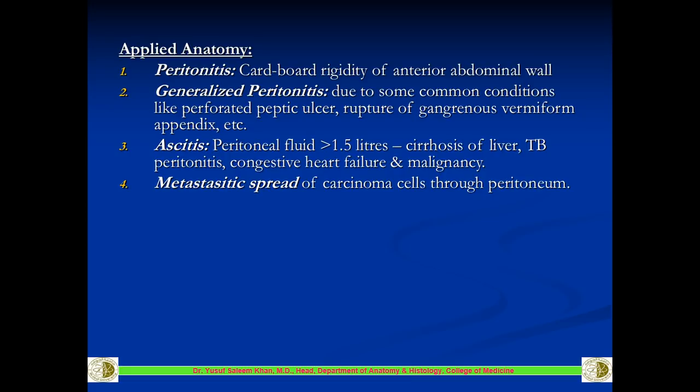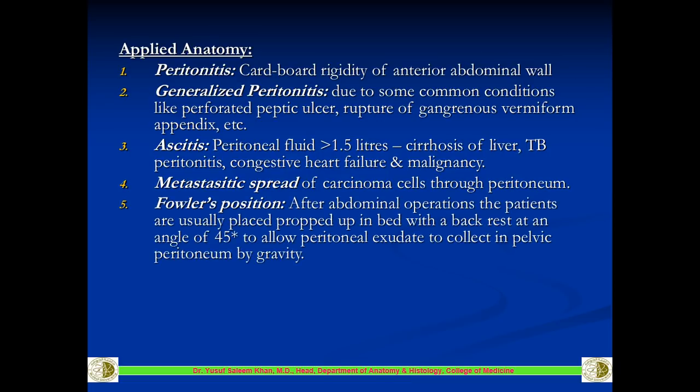There are some infections which might travel from the pelvis to the stomach and beyond, or sometimes infections in the upper part of the abdomen might go into the pelvic cavity. This is through the greater omentum and the peritoneum itself. So metastatic spread of the carcinoma can take place through the peritoneum.